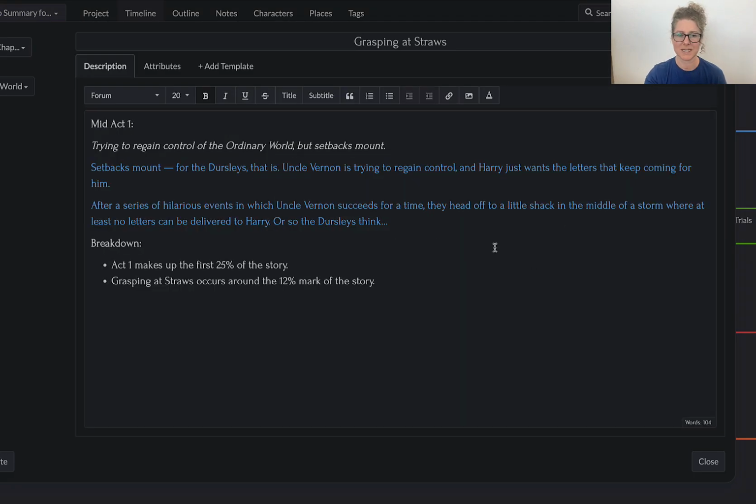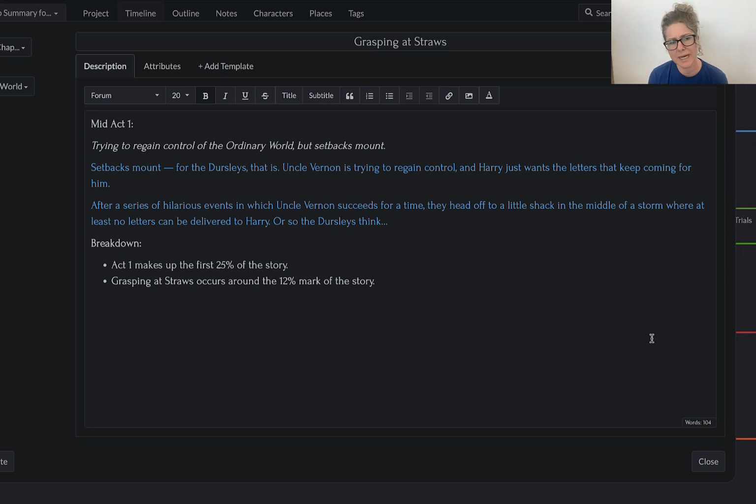Chapter 3, Grasping at Straws. By the way, these chapters shift. They don't exactly fit within the exact chapters of Harry Potter, but you can label things as chapter 3. You can label them as beats. You could label them as scenes, however you need to in order to make this work. But for the sake of this template, these are labeled as chapters, just to help you guys know what should or could be happening within each chapter.